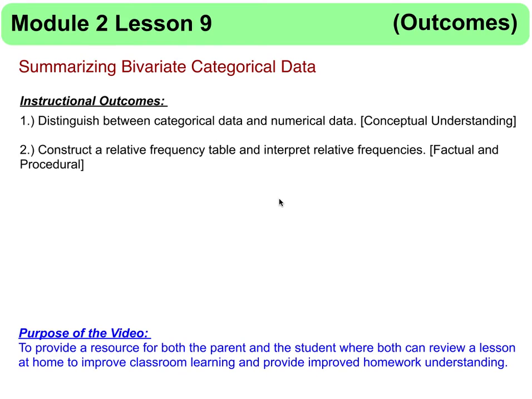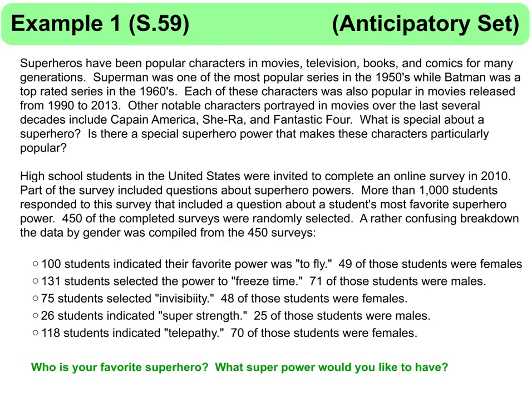Module 2, Lesson 9, the summarizing of bivariate categorical data. So there are two outcomes: one, distinguish between categorical data and numerical data, and two, construct a relative frequency table and interpret relative frequencies. So in this lesson, the class started with this scenario that you're going to see occur through most of the upcoming lessons.